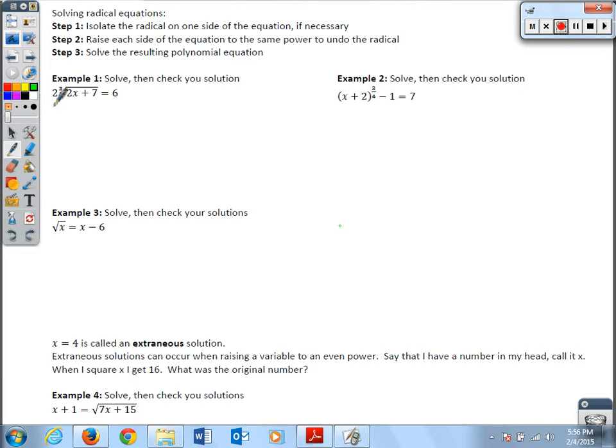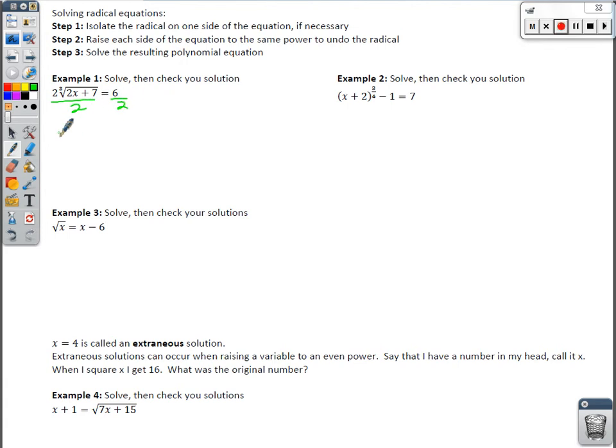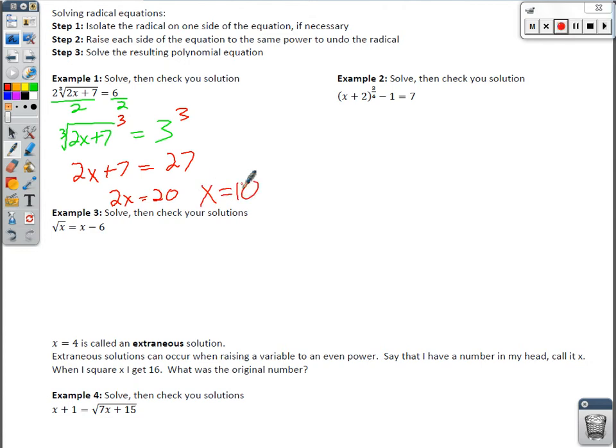So let's divide everything by 2. So then we have the cube root of 2x plus 7 equals 3. And remember, as long as we do the same thing to both sides, we can do anything to the equation. So we can cube it. We can just cube both sides. That'll take off the cube root on the left. And on the right side, 3 cubed is 27. And now we can solve this equation as normal. So we'll subtract 7. We get 2x equals 20. Divide by 2, and we get x equals 10.